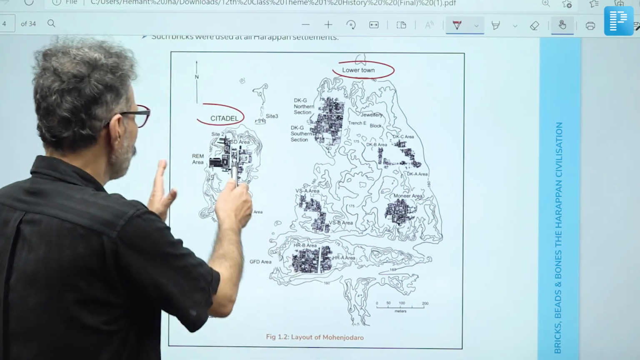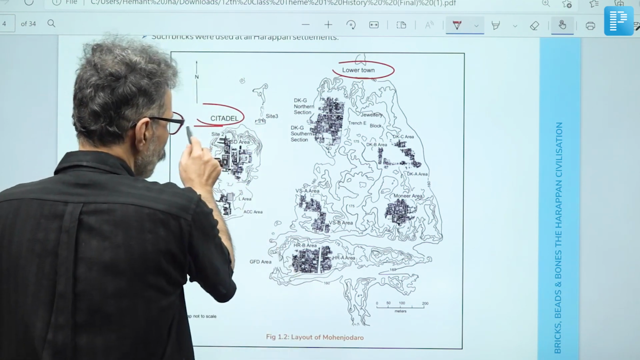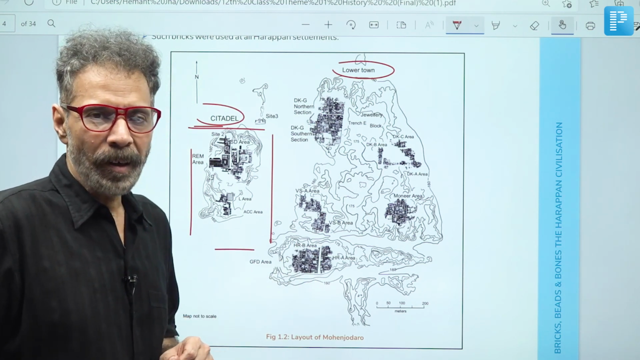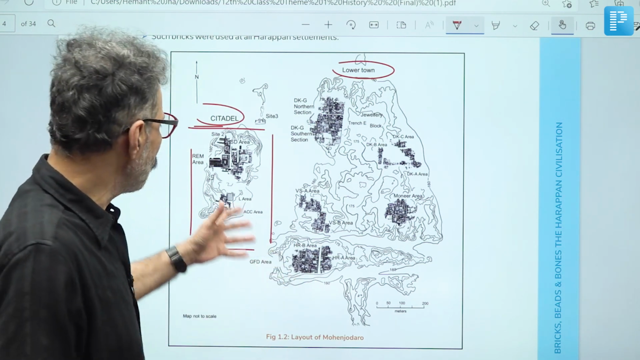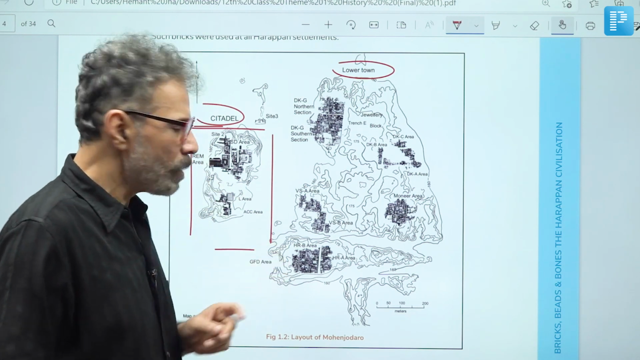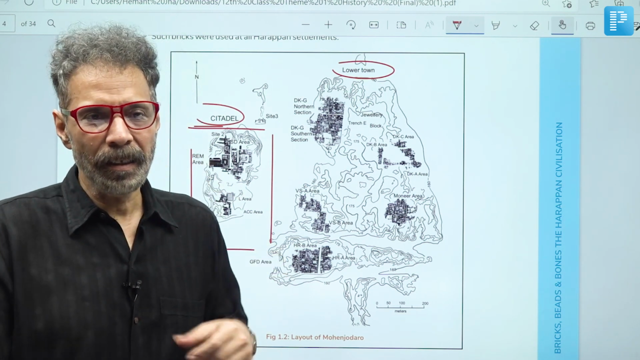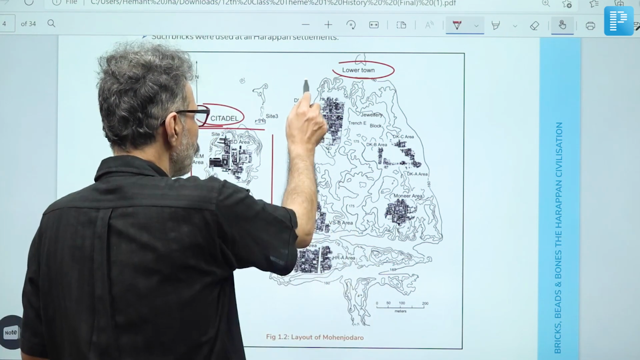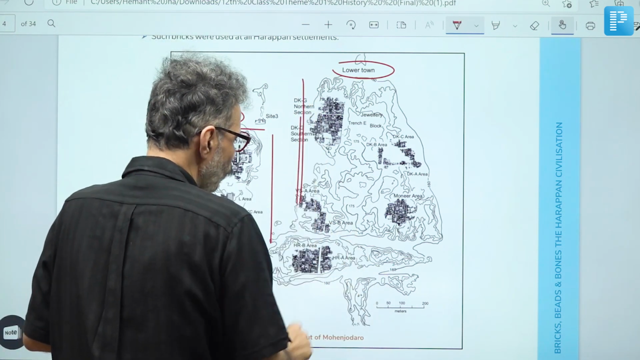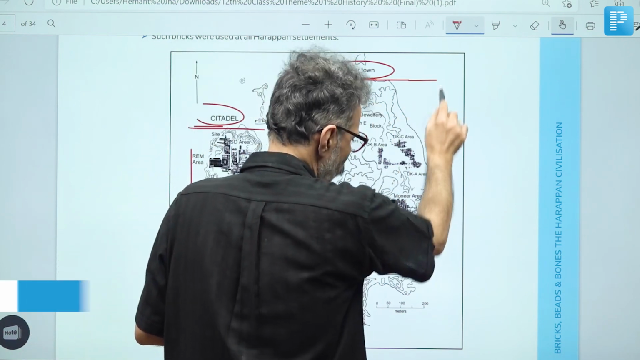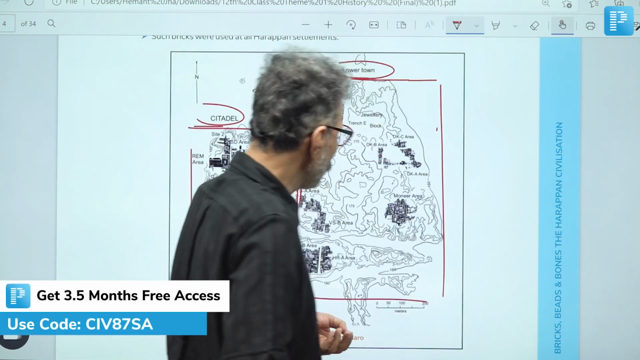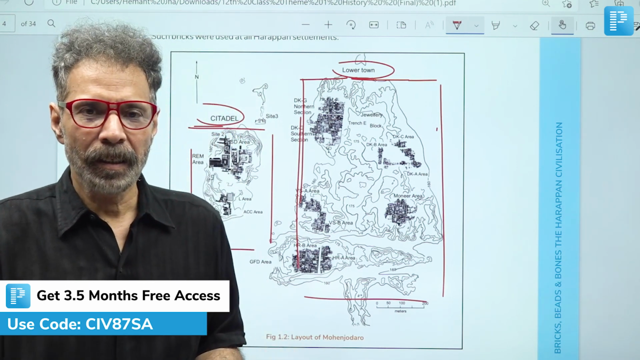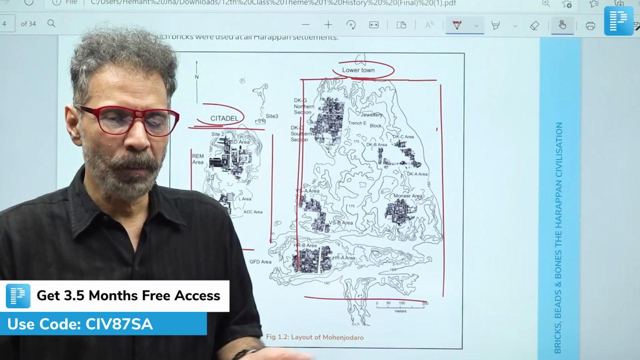The citadel region was a fortified region, and it is considered that this region housed some important buildings and the dwelling places of the elites. And the region given the name Lower Town was a region which had dwelling places of common people.